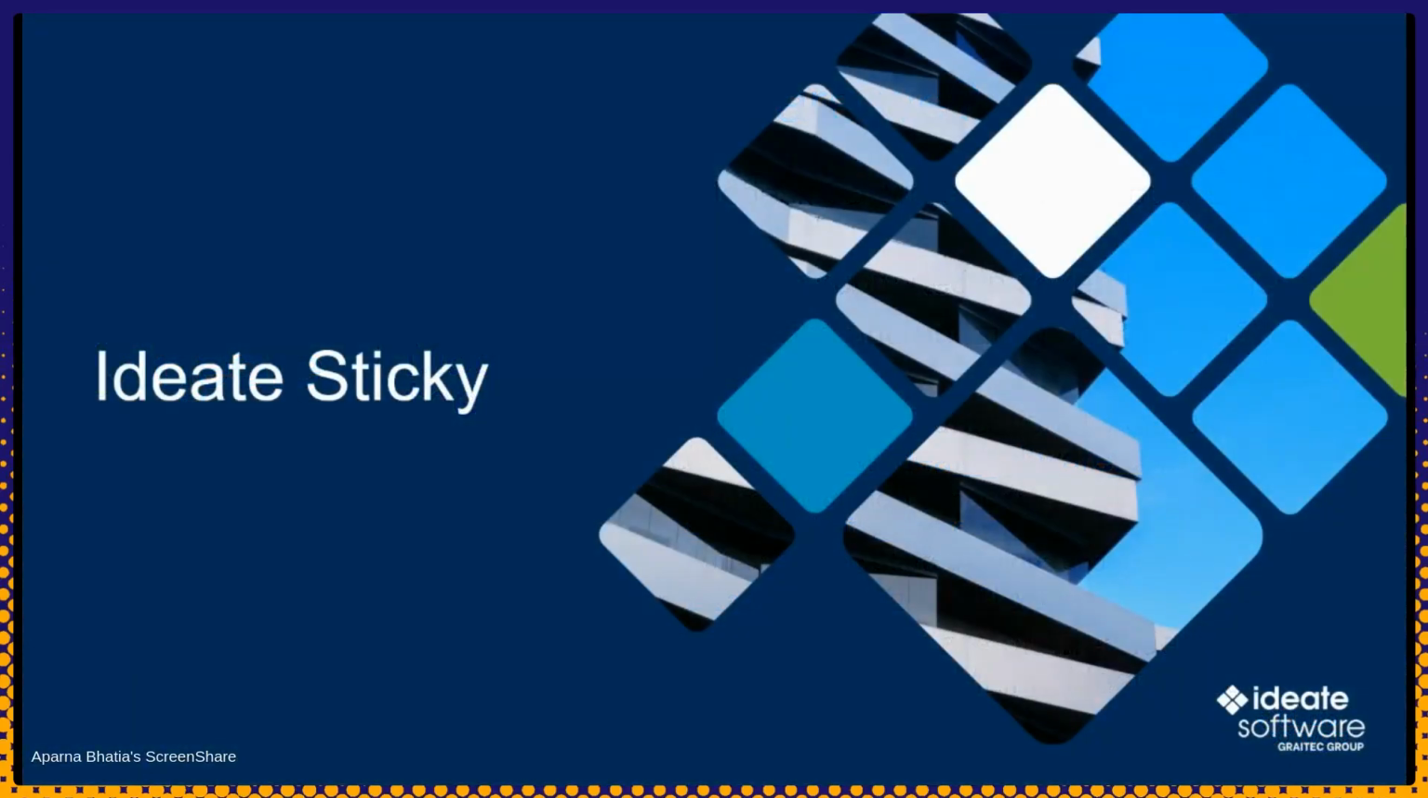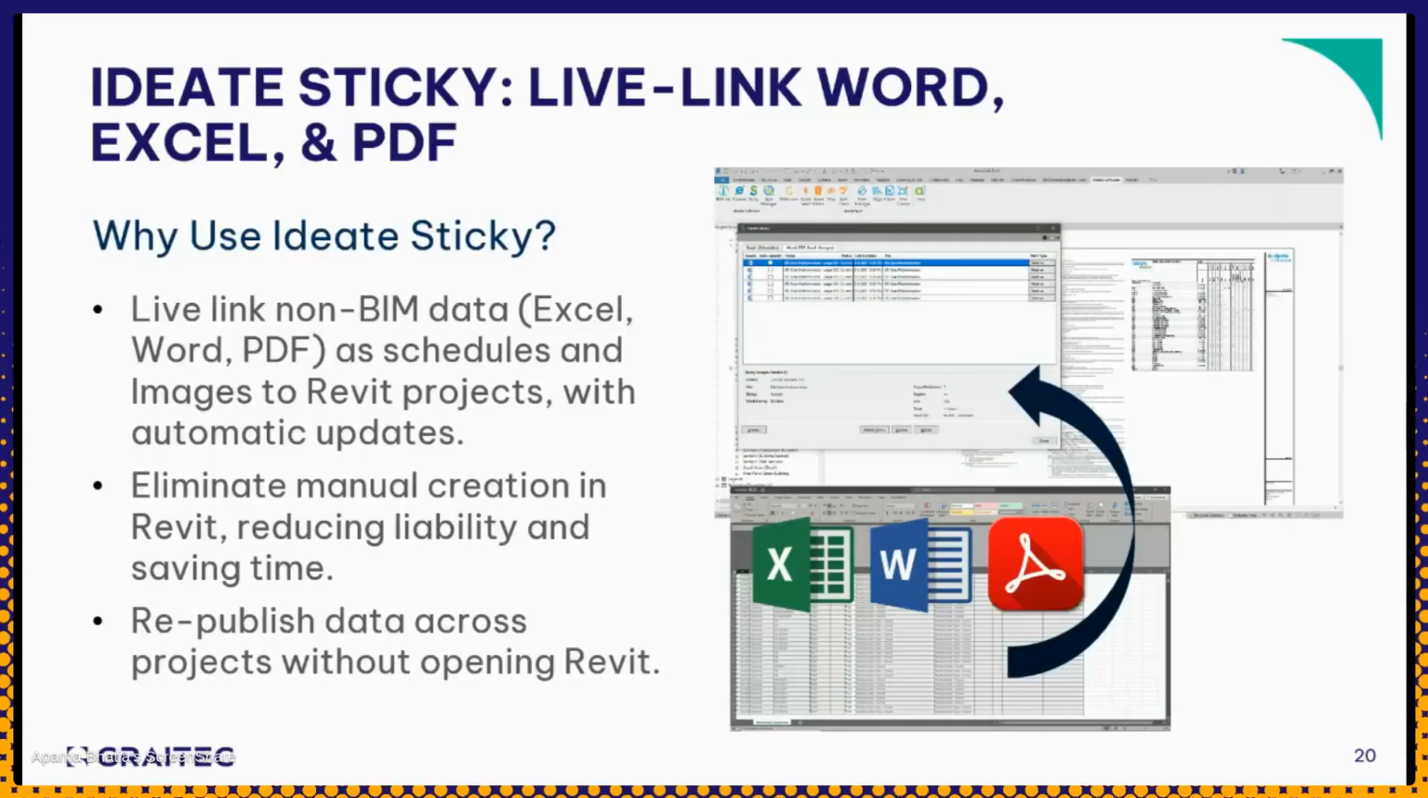All right, so Ideate Sticky is our simplest solution to use, and also it's a fan favorite for anyone who needs to do production documentation. The concept here is that with Ideate Sticky, you are live linking Excel, PDF, or Word documents into your Revit model in a way that has 100% visual fidelity. And the benefit is that it can support collaboration with non-BIM users.